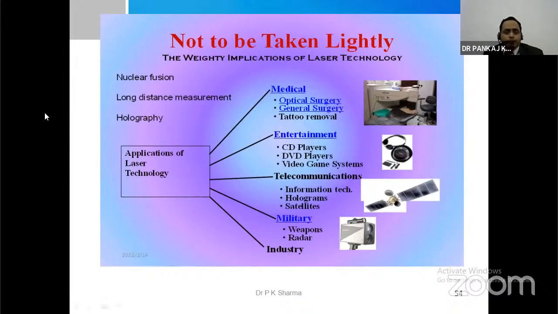If you look at the slide, the laser is used in nuclear fusion, long distance measurement, and holography, and laser technology is applied in the field of medicine, optical surgery, general surgery, tattoo removal, entertainment such as CD players, DVD players, and video game systems, telecommunication, information technology, holograms, satellites, and in defense in the military sector, where the laser is used in weapons, radar, and industry. So nuclear guided missiles with the help of the laser can travel a large distance. So this is a very vast discovery in this field.